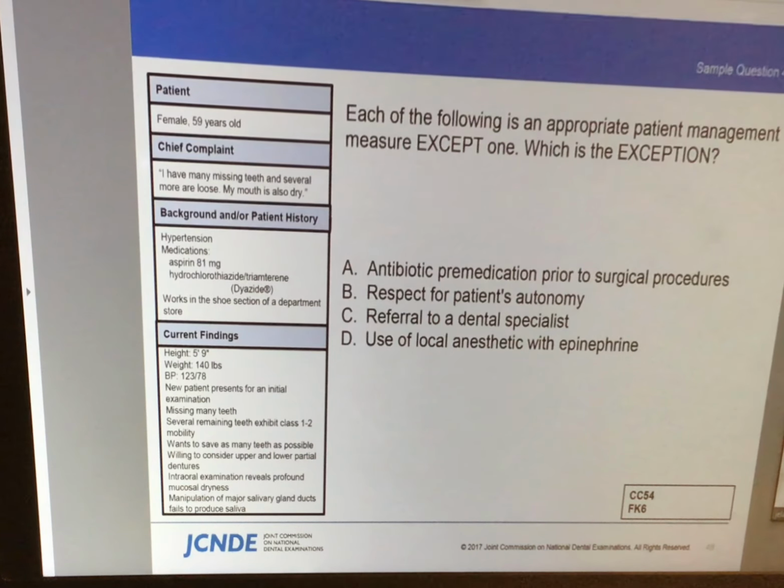Okay, let's go to this next one. Anna, can you read this case for us, please?